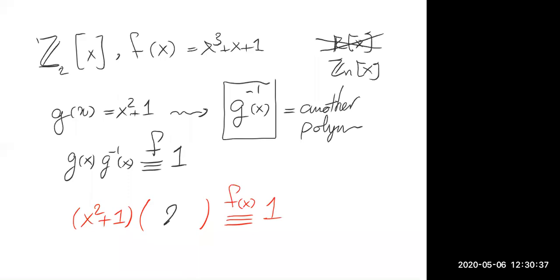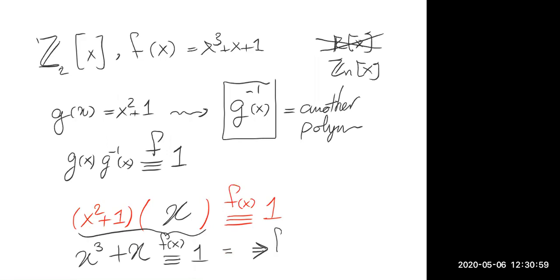That other polynomial here is x. You can just check. X squared times x is going to be x cubed. 1 times x is x. Now, this equality is correct. X cubed plus x mod f of x is equal to 1. Why? We know this is correct if f of x divides x cubed plus x minus 1.